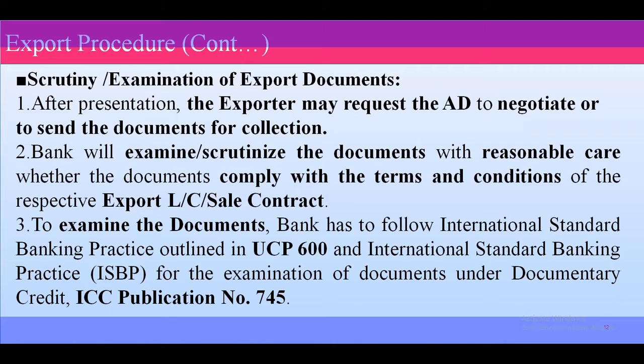2. The bank will examine or scrutinize the documents with reasonable care, to check whether the documents comply with the terms and conditions of the respective export letter of credit or sale contract. 3. To examine the documents, the bank has to follow International Standard Banking Practice outlined in UCP 600 and International Standard Banking Practice, ISBP, for the examination of documents under documentary credit, ICC Publication Number 745.